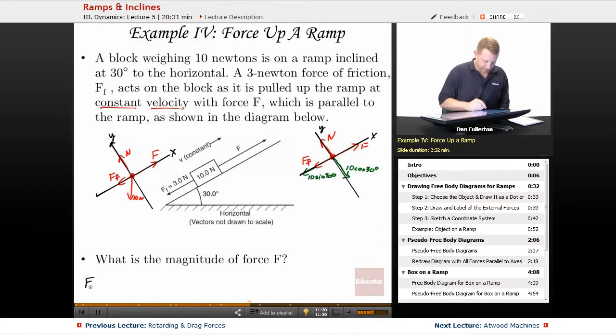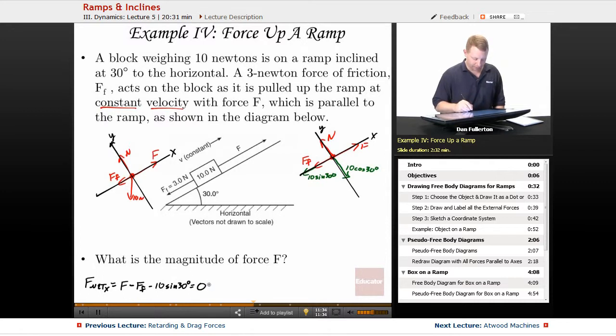So what is the magnitude of force F? Well, let's use Newton's second law in the x direction. F net x equals, we have F minus the force of friction minus 10 sine 30 has to equal 0 because it's not accelerating. It's moving at constant velocity. Therefore, F equals force of friction plus 10 sine 30, which is 5, which is our force of friction, it says, is 3 newtons. So that's 3 newtons plus 5 newtons. Therefore, F must be equal to 8 newtons.